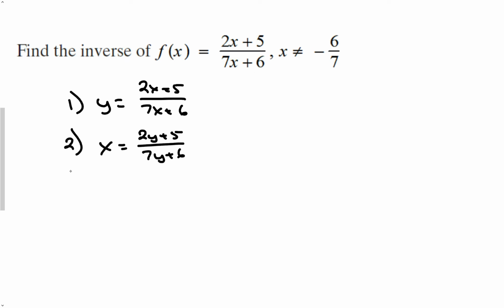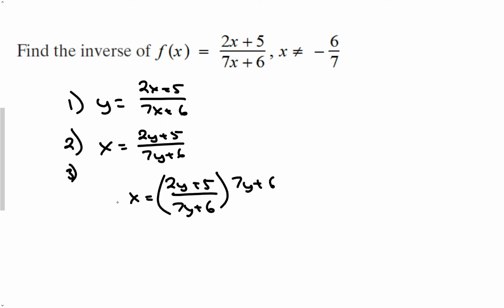Okay, let's jump right into step 3, which is solving. To solve this, the best way that I can think of, or let me write this with a little bit more room, 2y plus 5 over 7y plus 6, is to clear the denominator. So multiply both sides by 7y plus 6. And when I do that, these two cancel out, and I'm left with 7y plus 6 times x is equal to 2y plus 5.